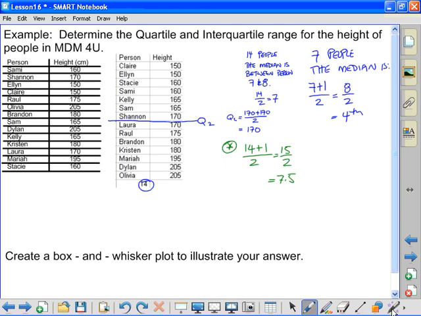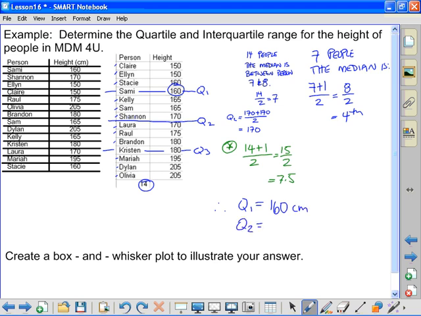So 1, 2, 3, 4, so Sammy is located in that middle. So that's our Q1. And you'll notice that there are 1, 2, 3 people above Sammy, 1, 2, 3 people below Sammy. Similarly, on the other side, 1, 2, 3. So Kristen would be our Q3. So now we have the data divided evenly, and we have 3 in each category, or the data spread evenly amongst them. So to summarize, remember Q1 is a value, so Q1 will be Sammy's value, so that's 160 centimeters.